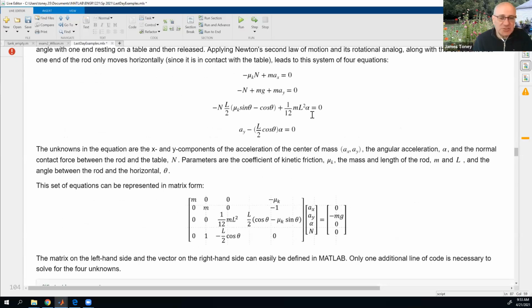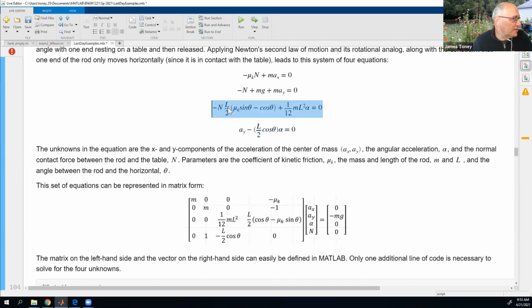The third one is a constraint equation. Basically, where it comes from is the fact that one end of the rod is on the table. So you know that that end of the rod can only move horizontally. Okay, that constraint leads to this equation. And the fourth one is, I'm sorry, that's the fourth one. The fourth one is the constraint equation.